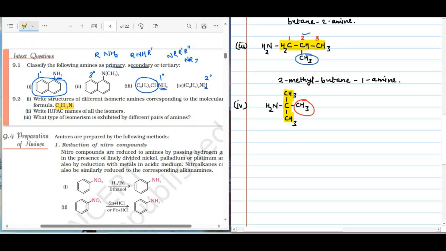So when you number it, you will get 1, 2 and this is 3. And the methyl groups are both attached to the second carbon. For the name of this molecule, you can write 2-methyl butane 2-amine.